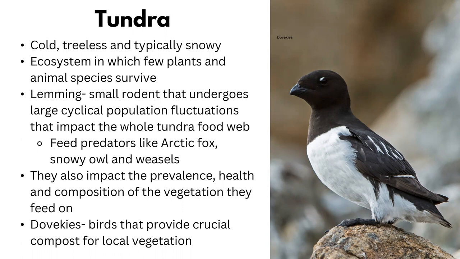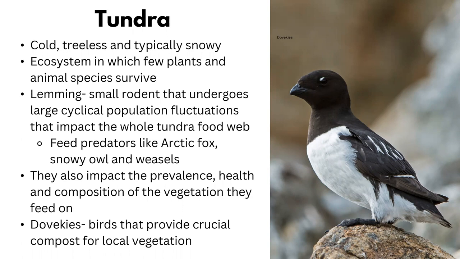So even though there's few plants and animals that can survive in that area, there are still things. So earlier we talked about the lemmings. These are really small rodents. So they have fluctuations in their population. Some years there's a ton of them. Some years there's not. And we don't really know why, but we know that some years there's a lot, some years there's not. So it kind of just depends on the prey and the population.